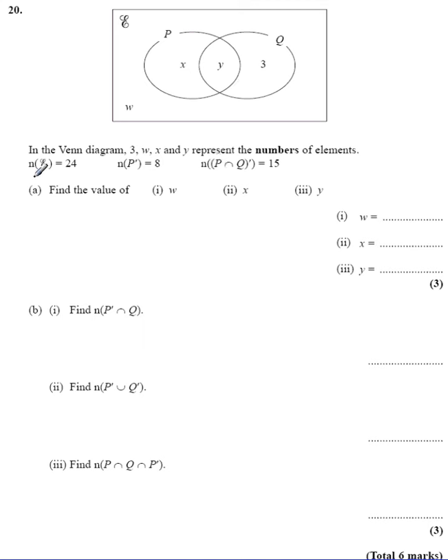So maybe I should write that. W plus X, W plus Y plus X plus 3, that's the total of the group, which equals 24. The number of stuff that is not P equals 8. So the stuff that is in P is the stuff inside the circle. That's X and Y. So the stuff that's not in P is 3 plus W. So 3 plus W equals 8.